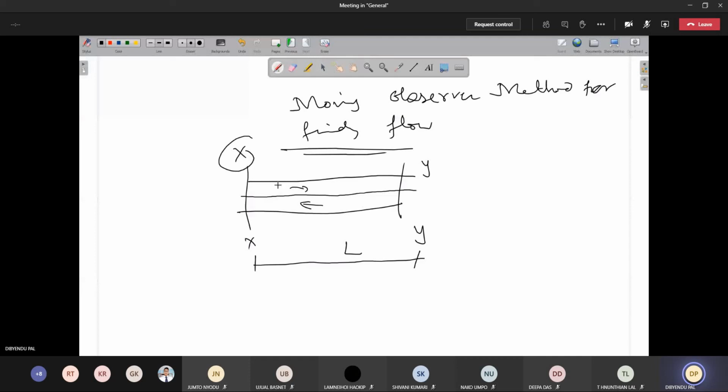So when this vehicle was going from X to Y, the average speed of this stream was VA. And it has taken a time T to reach this particular location. Just note down.